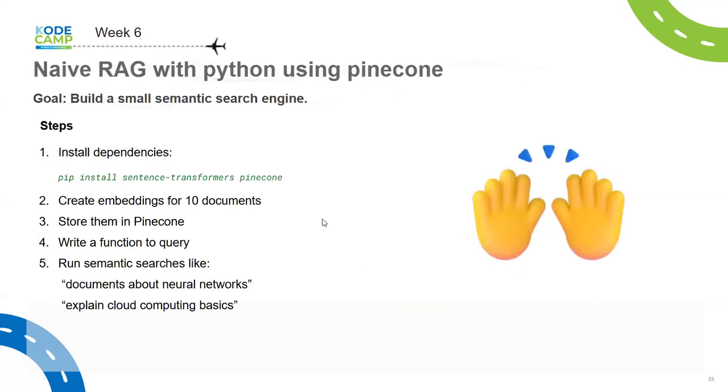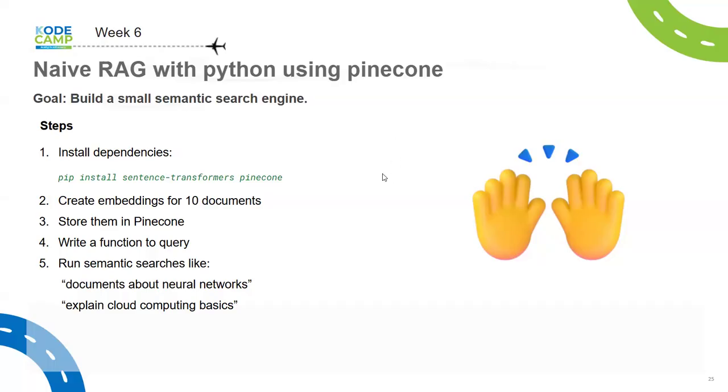Okay, so we are going to try and pull all of this together. We will do a very simple naive RAG, and we are going to start off by using Python, and then after that, I will try doing the same thing again with JavaScript, so that we will see how both look and how both work.